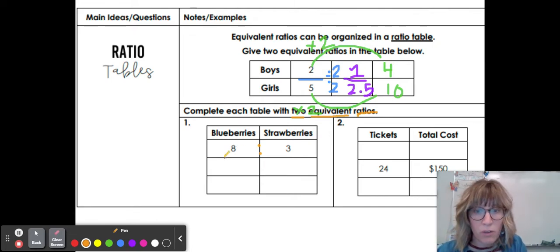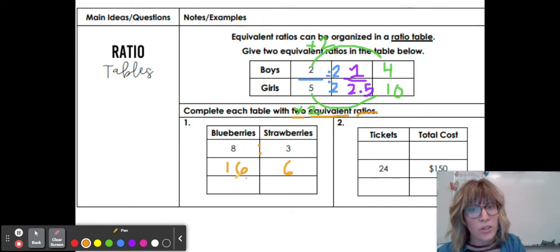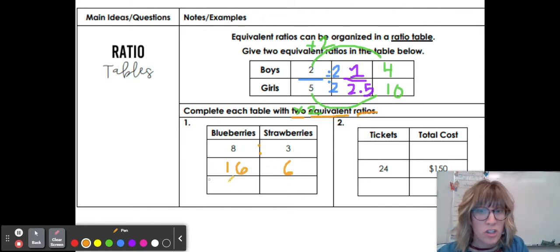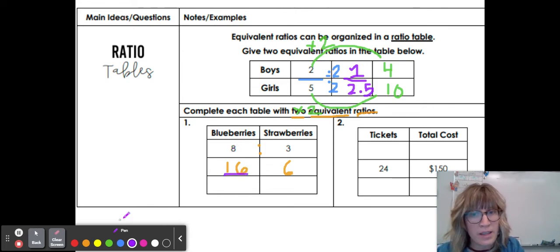Let's just double them. So if we double 8, we get 16. If we double 3, we get 6. So a 16 to 6 ratio is the same as an 8 to 3 ratio. It just looks different. You could also scale down. So we could either work with the 8 to 3 or we could work with the 16 to 6. So if we divide 16 and we divide 6, well, we don't want to divide them by 2 because that'll just get us our original ratio, right? So we could divide each by something else.